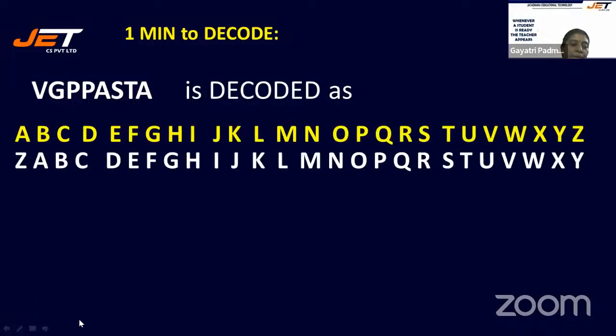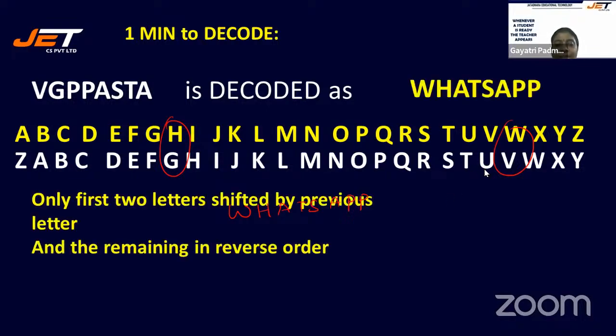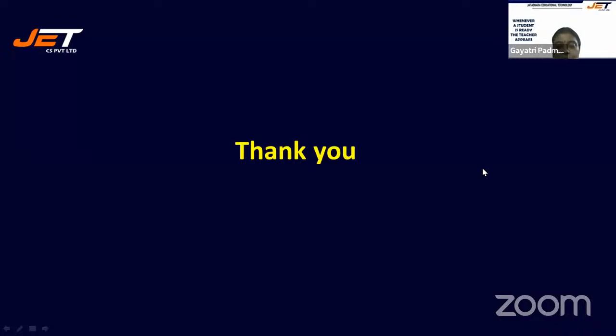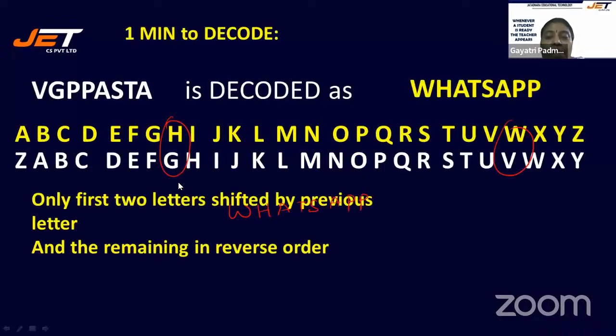Now let us try to decode VGPPASTA. V is W. What is G? G is H. And then let us write the reverse order, SAPP. WhatsApp. Interesting. So this is how the coding and the decoding is done. Hope you all have understood.